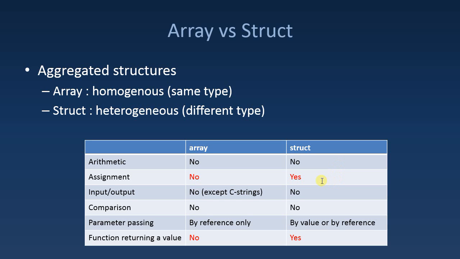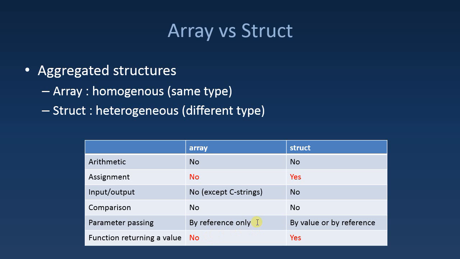A struct, I can use assignment to make a copy of, and I can't do that with an array. I can have a function that returns a struct. An array I can't do that with. The only way to get an array back from a function is really to pass in an array to the function and let that function modify the array.